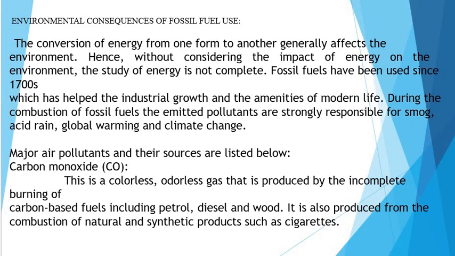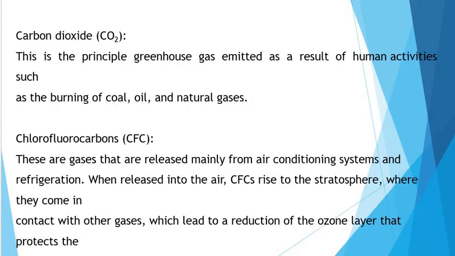So, major air pollutants are carbon monoxide. So many pollutants are there. We are going to see this one by one. Carbon monoxide is a colorless, odorless gas that is produced by the incomplete burning of carbon-based fuels, including petrol, diesel, and wood. It is also produced from the combustion of natural and synthetic products such as cigarettes.